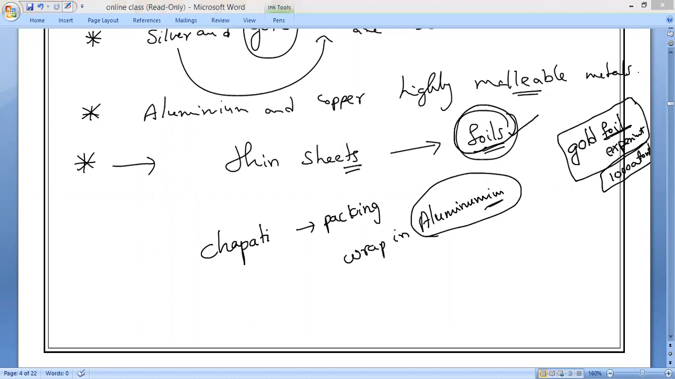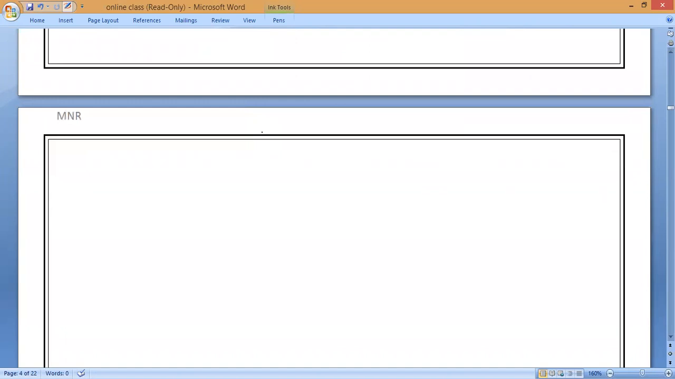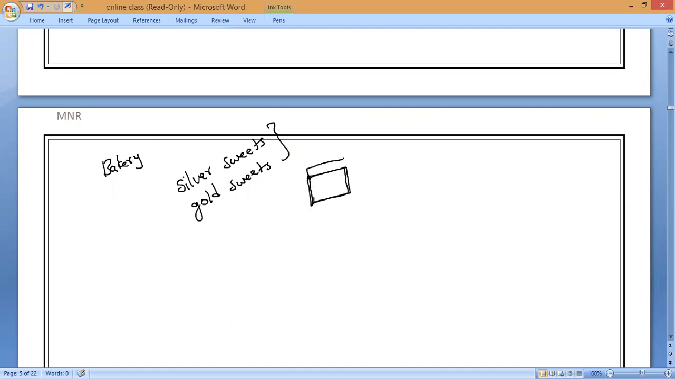So now, as I told you, what are the best malleable metals, guys? Gold and silver. You might visit some bakeries or sweet shops. You might see silver sweets and gold sweets. Have you noticed it? Yes or no? Harish, have you seen? Suppose you take a piece of cake or some kind of sweet. On top they make a silver coating, or gold coating.